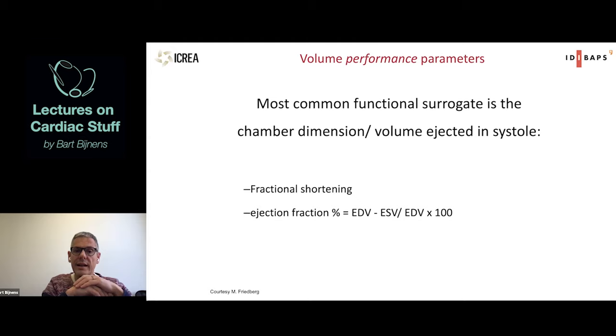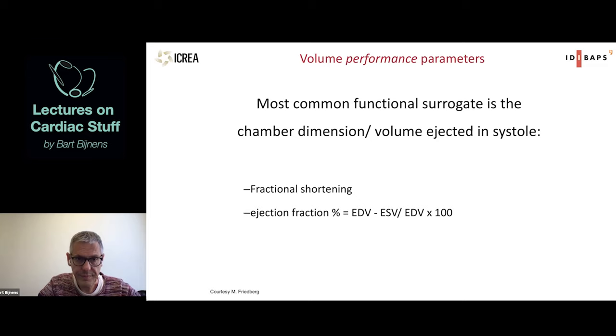So for the ejection fraction, we take the end diastolic volume minus the end systolic volume, so that's the stroke volume, divided by, so kind of normalized by, the end diastolic volume, and put that in percentage. So that's the ejection fraction. It's the percentage of the volume that is being pumped out with every heartbeat.